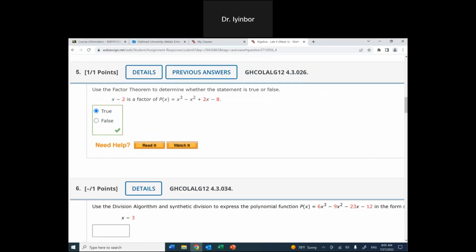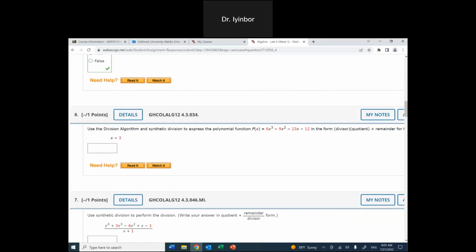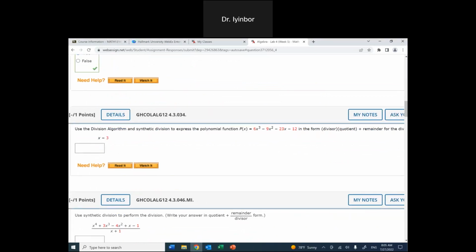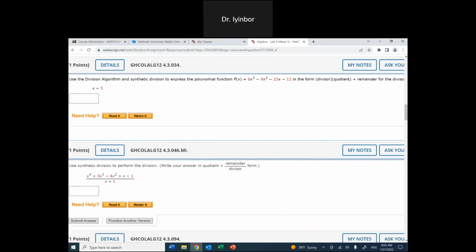Now, the next one is number 6, where you have to do synthetic division again. And here we have to be careful again. For this one, for number 6, we have to read how they want the answer. So we're going to do the synthetic division, and the answer should be divisor times quotient plus remainder. So we have to use synthetic division.